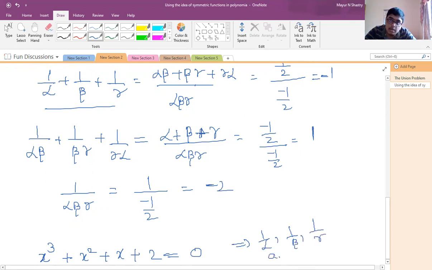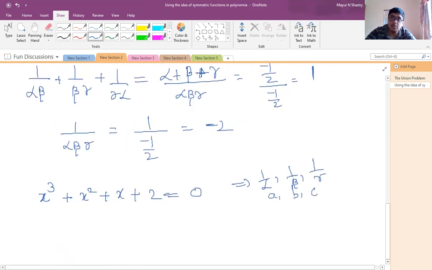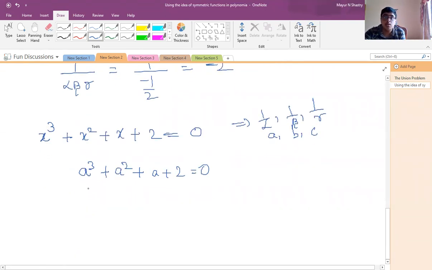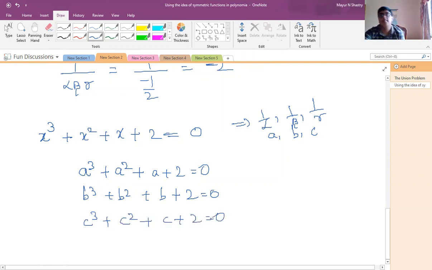So let us call them a, b, and c because it's harder to always write it as reciprocal. Since they are the roots of this equation, what can I write? a cube plus a square plus a plus 2 has to be equal to 0. That's the direct consequence of a being the root of it. Then b is the root of this, so we get b cube plus b square plus b plus 2 equal to 0. And similarly, even c is a root, so we get c cube plus c square plus c plus 2 equal to 0.